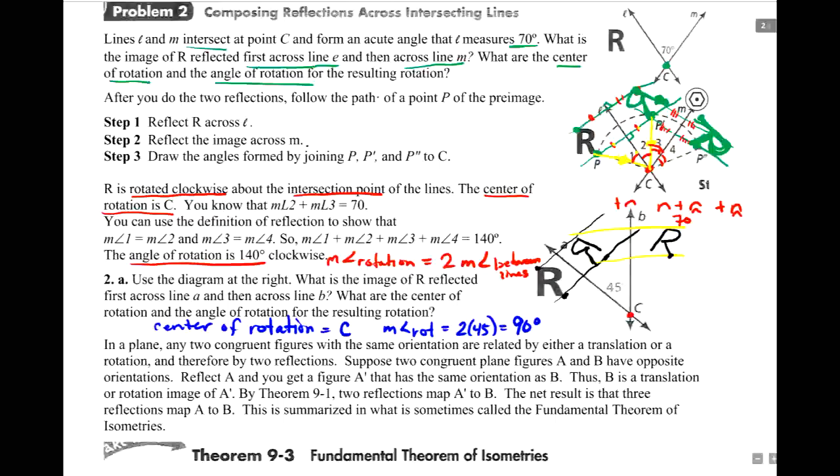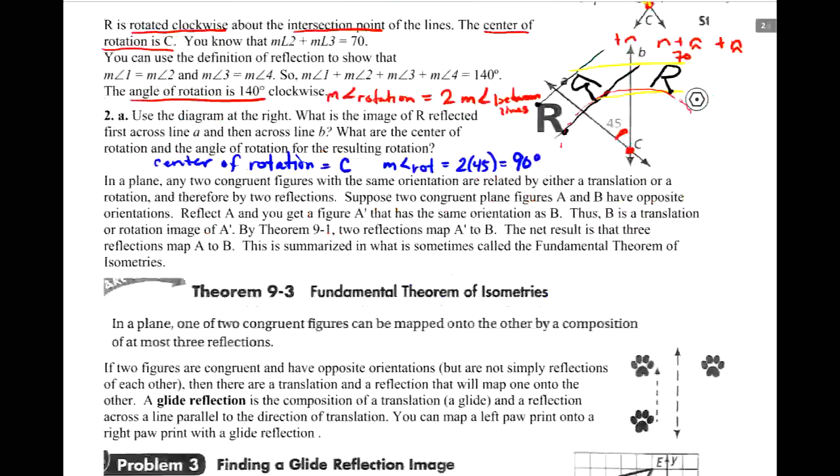And all in all, this is just a rotation about point C. So our center of rotation is C because that is the intersection of our lines. And we know that the measure of the angle of rotation is twice the angle of our intersecting lines. So 2 times 45 is 90. All right. These are going to take a little bit of effort. They're not hard, but you're going to have to be a little careful.